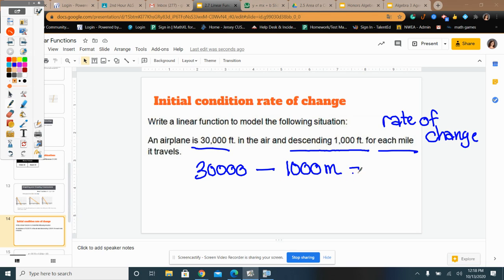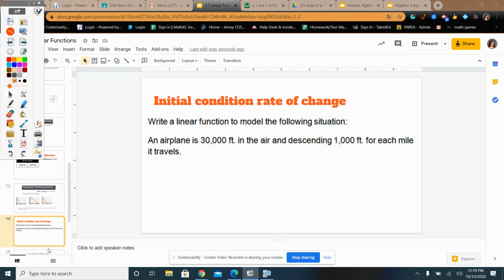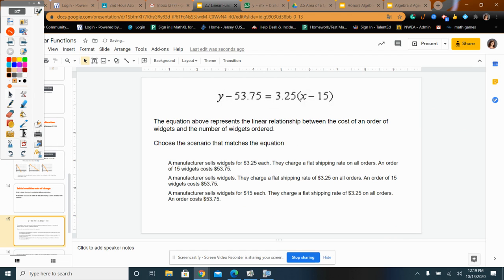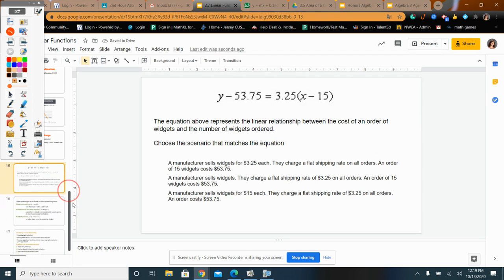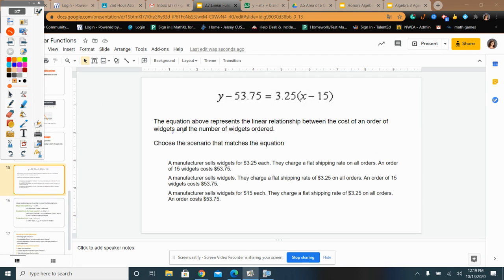And then that will tell you the height of the plane. So that is the equation. You could rewrite it as negative 1,000 m plus 30,000 equals h. You could change this to x and this to y if you want, and you could graph it to take a look at what's going on. Okay, this looks like the last example before I summarize things up here.